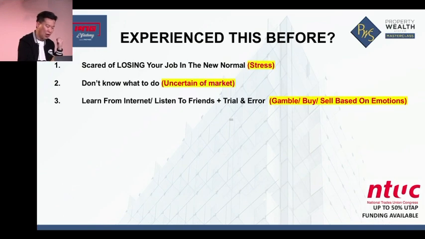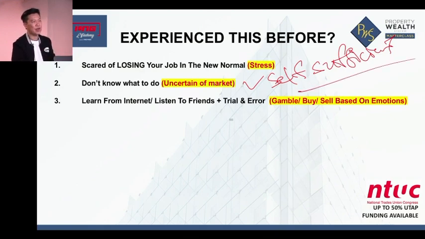And this is what Kelvin talked about. Self-sufficient. Just like the example earlier on, Kelvin shared, in times of COVID or even the Asian financial crisis, the dot-com, did we have friends around us, or do we know of people who made some right decisions and profited during those periods? Why can't you be the one? Why not you? Learn from the internet, listen to friends, trial and error.